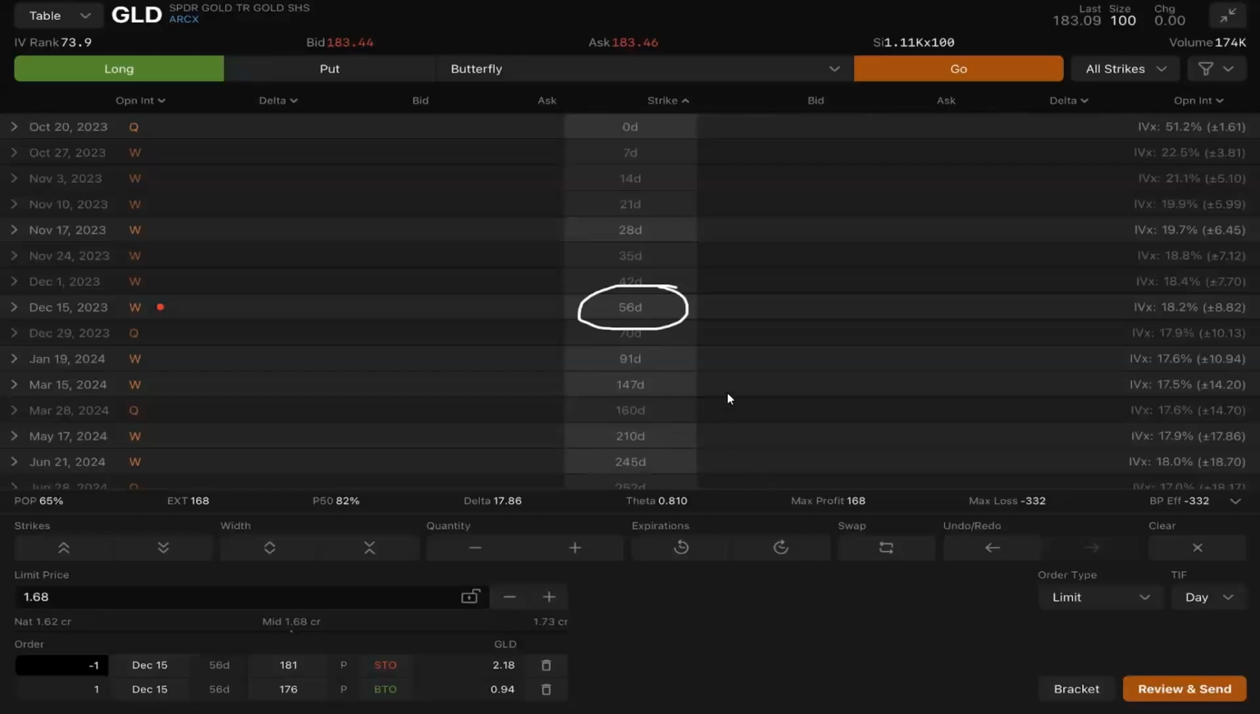So as you can see here, I just pulled GLD as an example on here, that the monthly options expirations on Tasty Trade are always highlighted. So you can see there's a monthly at 28 days, a monthly at 56 days, and a monthly at 91 days. So if we were going to be trading this, we would be looking at the December 15 because it puts it 56 days out, which is perfect right between our 45 and 60 days.